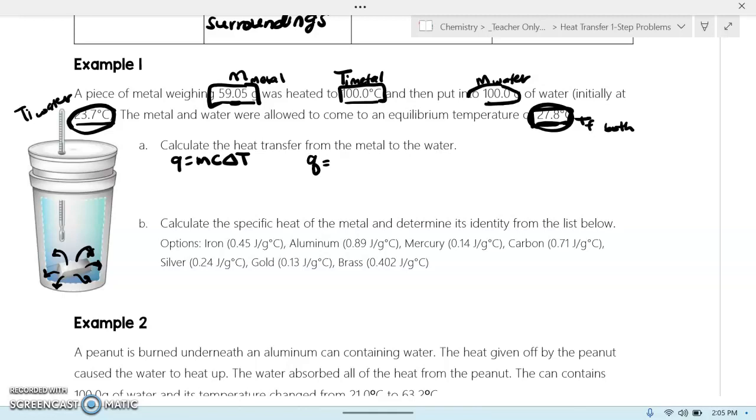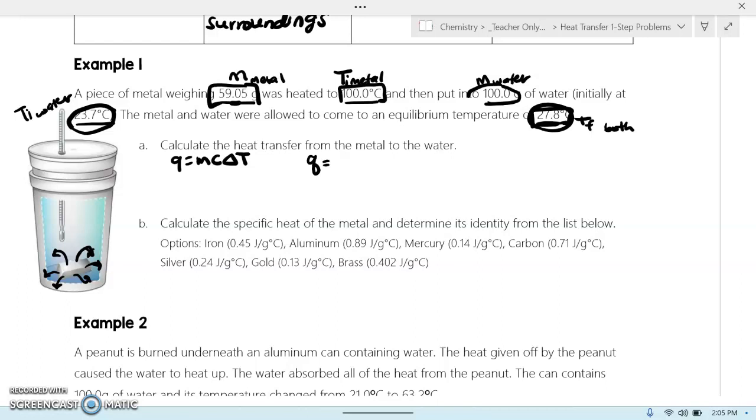And this says from the metal to the water. We do not have a specific heat of the metal, but we always have the one of water, and that's why calorimetry is so powerful, because we can always focus on the water first and then work backwards to figure out more information about the metal.